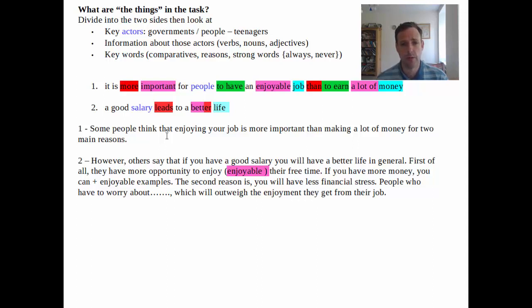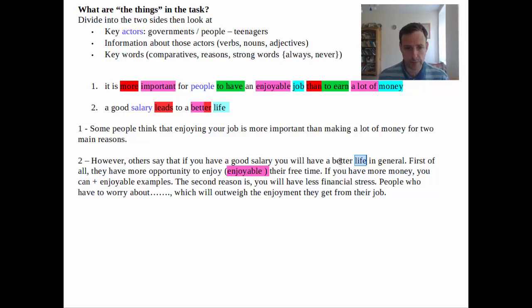Okay, so I think that's how factors can help, and the information about those factors. Particularly looking at the adjectives there, that's always a very good idea, because that's part of all aspects or all parts of the task. Here it's talking about a better life and not a more enjoyable life. And that's why I've got it. I've got here you enjoy your free time, but I've also got you have less financial stress. So people have to worry about financial stress, and I've got to talk about life. That's one of the problems.